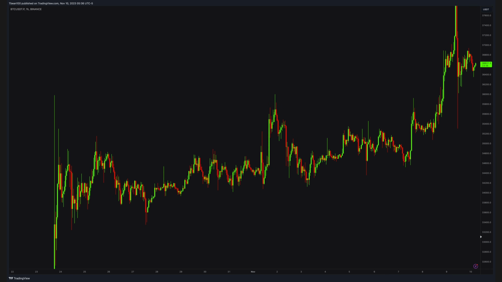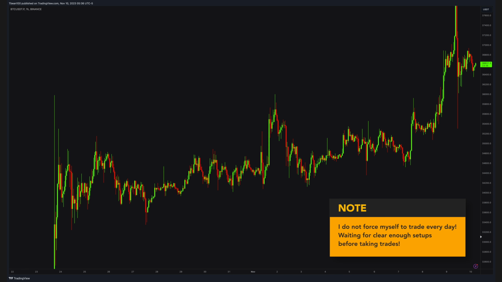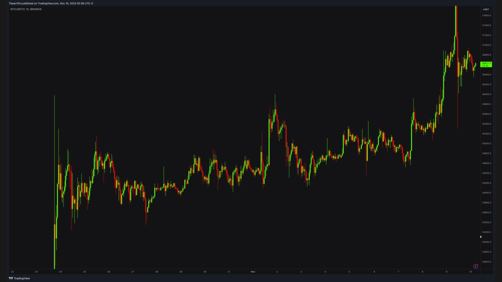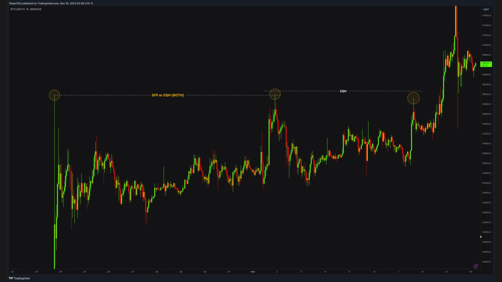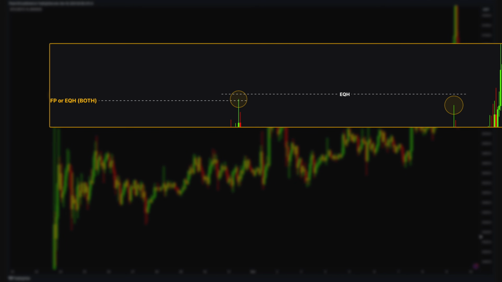The rest of the week I was focused on Bitcoin because finally we started to see usable patterns. As you can see, I plan my trades. I do not force myself to trade every single day. Instead, I am waiting for clear setups. If you remember this point from my previous video, this was a mixture of swing failure pattern and equal highs. A bit from both worlds because it was not a proper sweep. However, later on, these almost perfect equal highs came to life.